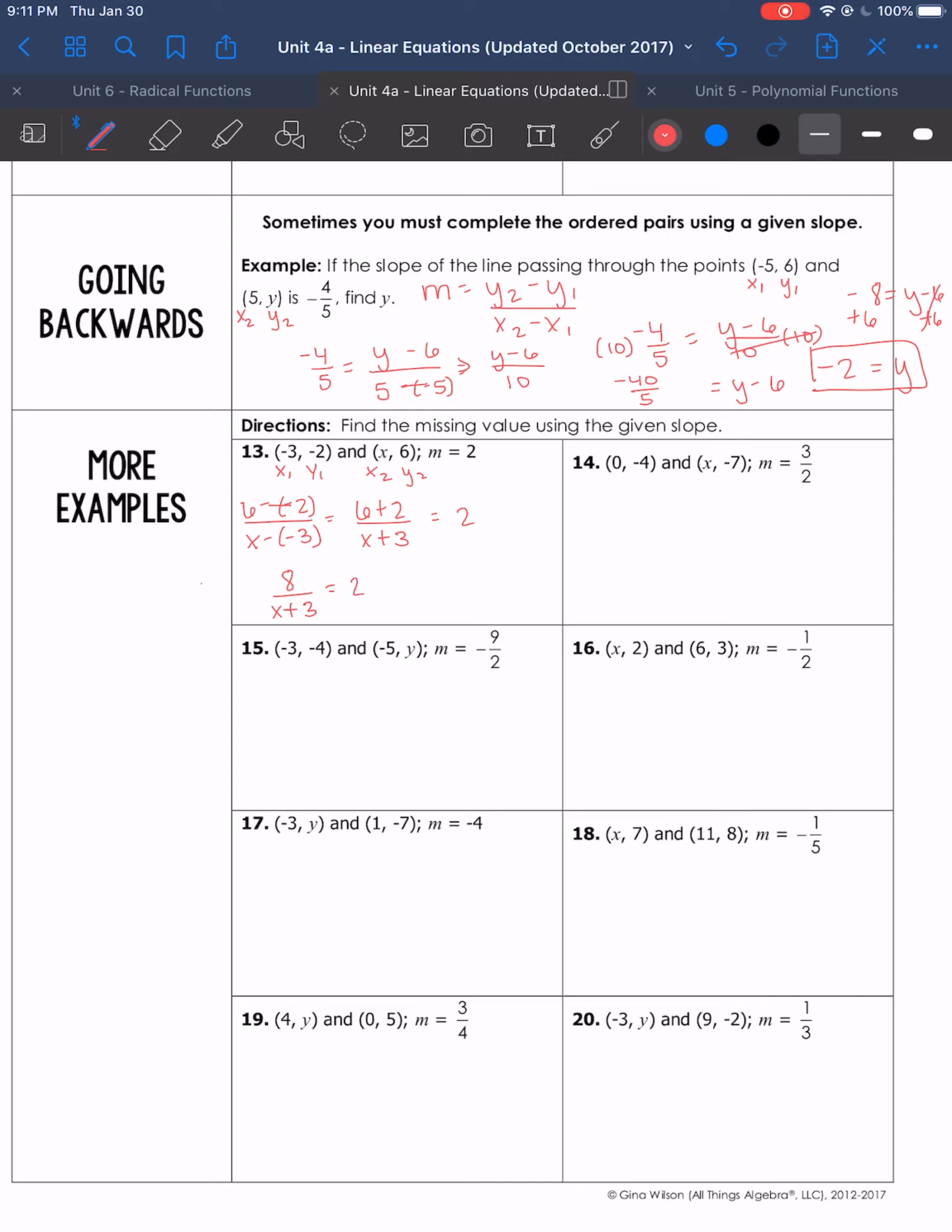So I'm going to take both sides and multiply by x plus 3. So the x plus 3's go away, and I have 8 equals 2 times x plus 3. I'm going to move that up so we can use that a little bit easier. I'm going to distribute my 2: 2x plus 6 equals 8. Subtract 6: 2x equals 2. So x is equal to 1. And I'm going to write that up there.